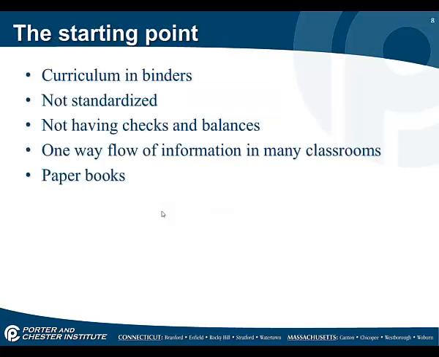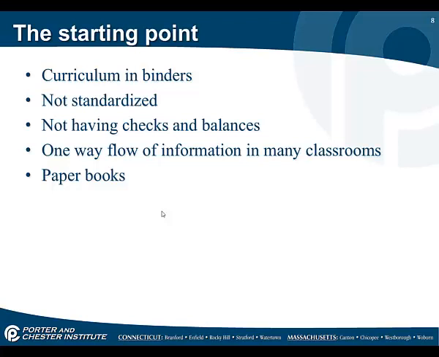Now, we started out about 2.5 years ago. We had curriculum and binders. No matter what we wanted to believe, the hard reality was it was not standardized. We didn't have checks and balances, so everyone did their own thing. And we had a one-way flow of information in many classrooms. Notice I'm saying many, not every, because there were exceptions to these rules. We also were on paper books. That's our starting point.